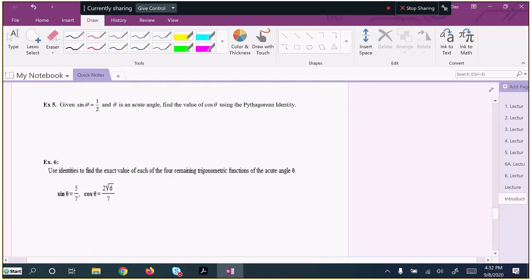The next question says sine theta is 1/2 and theta is an acute angle. So first thing, we will not understand it thoroughly right now, but we will just remember for the time being that all 6 trigonometric ratios for acute angles are positive.